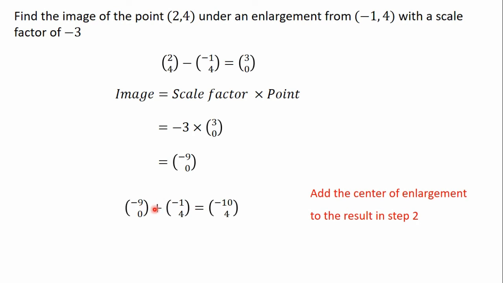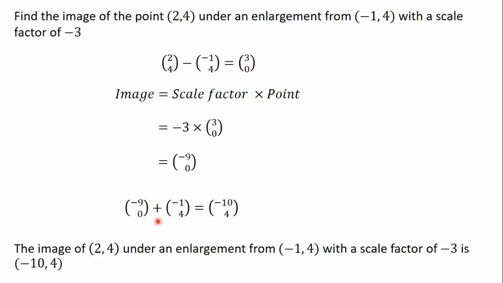Minus 9 plus minus 1 will give us minus 10. 0 plus 4 will give us 4. So we can say that the image of the point 2, 4 under an enlargement from the point minus 1, 4 with a scale factor of minus 3 is minus 10, 4.